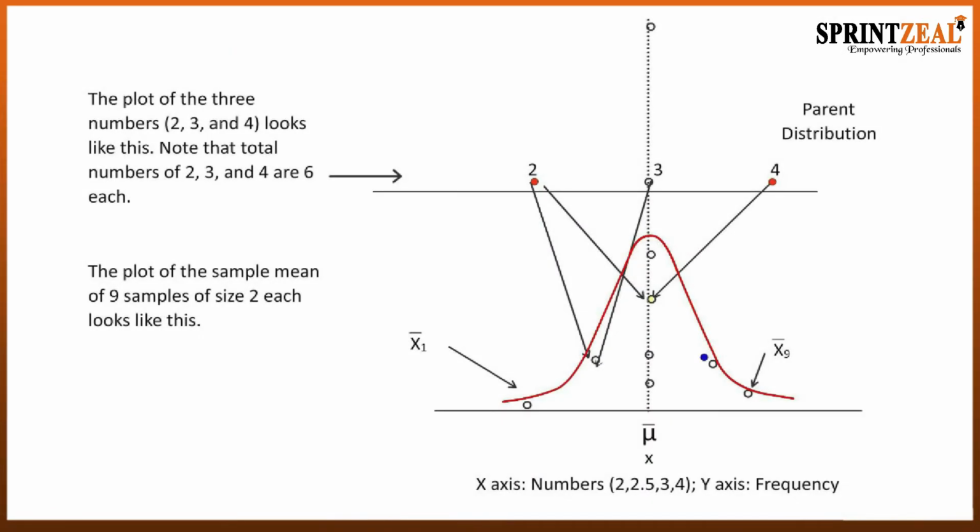Here is a graphical representation of the central limit theorem. Now the plot of the three numbers 2, 3, and 4 looks like this. Note that the totals of 2, 3, and 4 are 6 each. Now the plot of the sample mean of 9 samples of size 2 each looks like this.